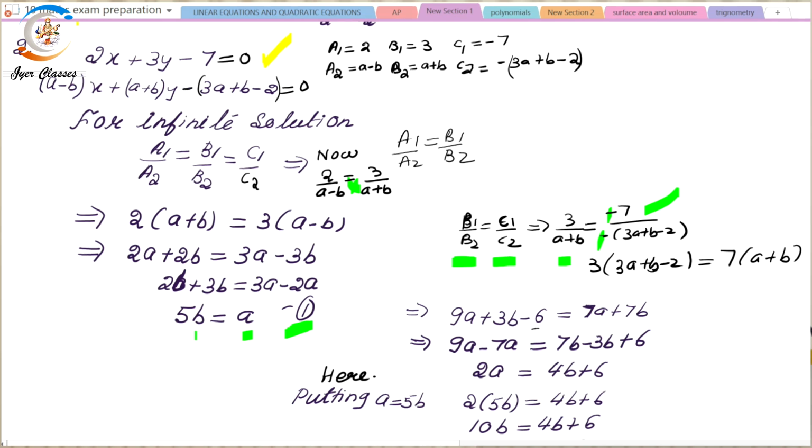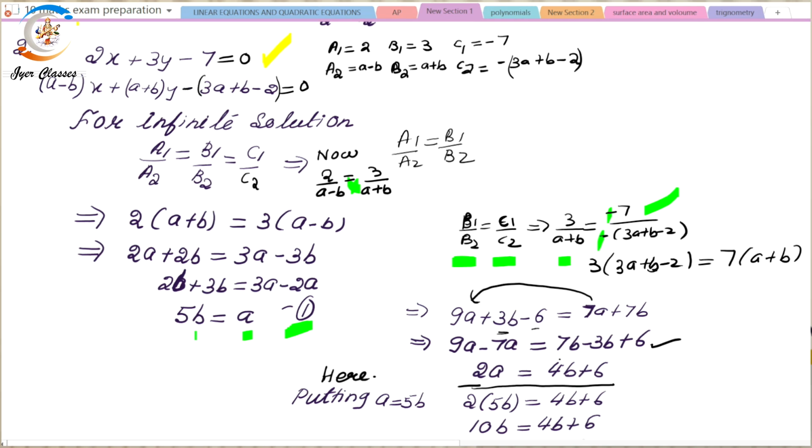Take all the a terms to one side. So a को यहाँ ले आओ. तो यहाँ प्लस 7a है तो 9a माइनस 7a which is equal to 2a. और इस साइड में आपके पास 7b है, यहाँ प्लस 3b है, इसको माइनस 3b कर दो और 6 है तो प्लस 6 कर दो. तो 9a माइनस 7a ये हो गया 2a. 7b माइनस 3b 4b हो गया प्लस 6.